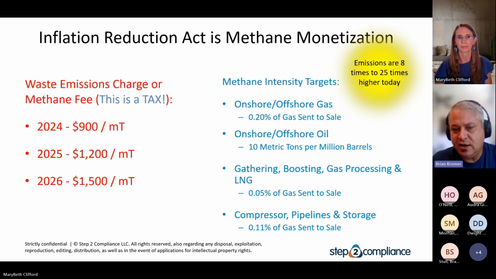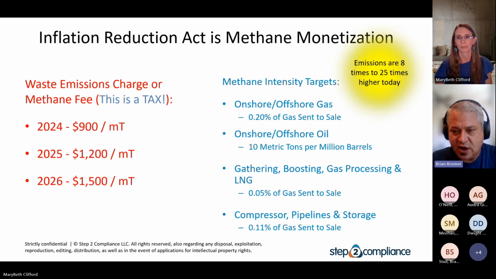And then if you're in gathering, boosting, or gas processing, you have an even lower threshold of 0.05%. And then when we get into transmission and storage, it's 0.11%. So today, to the best of our knowledge, the Inflation Reduction Act, which passed last August of last year, is in force, and the tax itself, as we know it today, would start in the reporting year of 2024 and most likely be levied March of 2025 when you turn in your Subpart W reporting, right? That annual reporting bleeds into 2025.